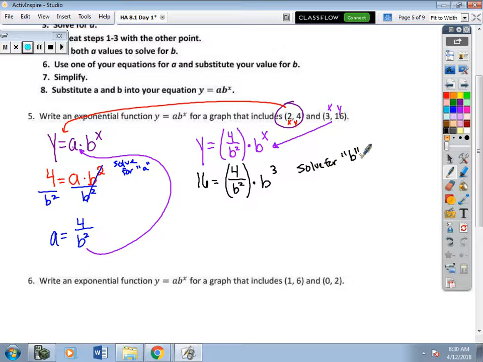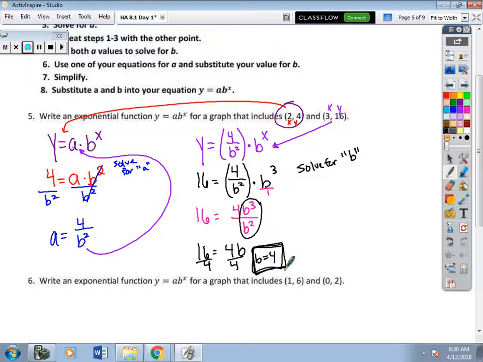To do so, we need to simplify the b's and the exponents using our rules of exponents. So this b to the third is really b to the third over 1. So I can multiply the numerators and the denominators together to get 4b cubed over b squared. And we can simplify this. Subtracting the exponents, 3 minus 2, just gets me b to the first. So that's just 4b. Divide by 4, and we'll get that b is 4. Okay, that's part of my answer.